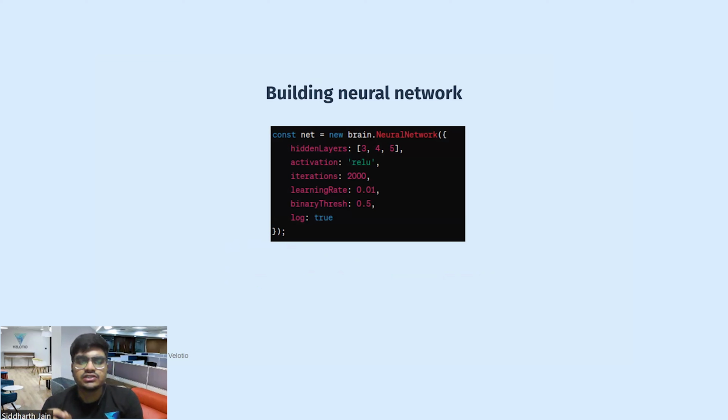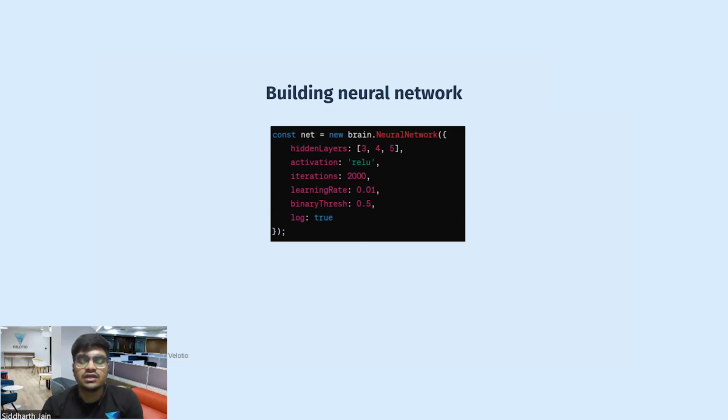Then comes the activation function. The activation function works on each node and tells what the output will be going to another node. It's a ReLU, sigmoid, or binary function, depending on the class type of neural network we are going to use. Then is the iteration, the number of iterations we want the neural network to train for. Then is the learning rate.